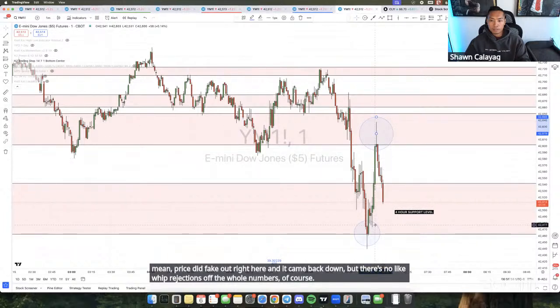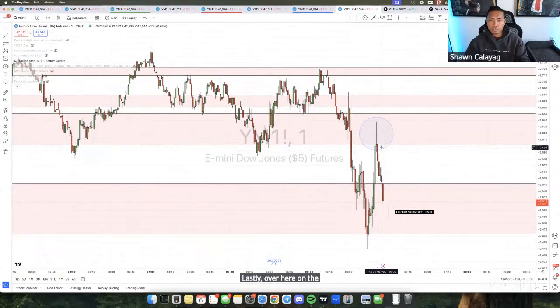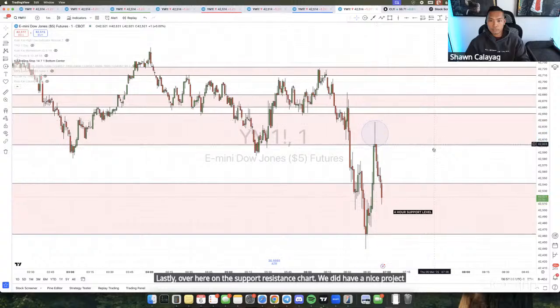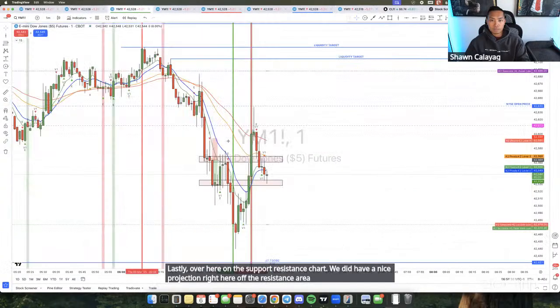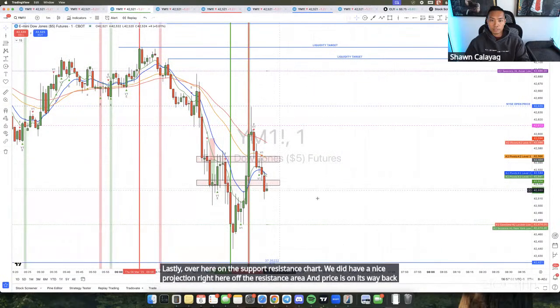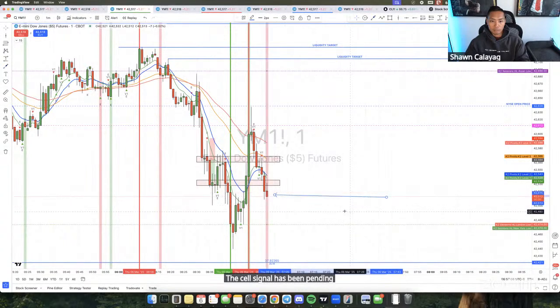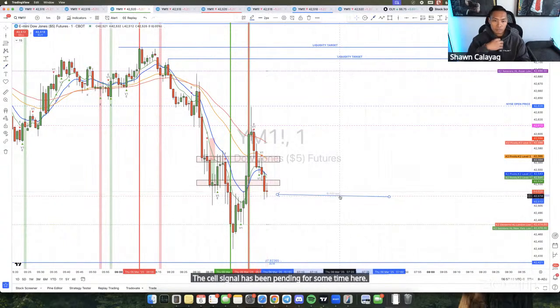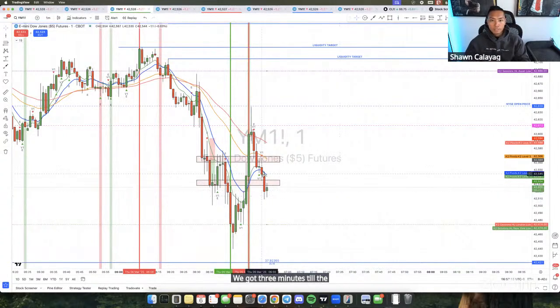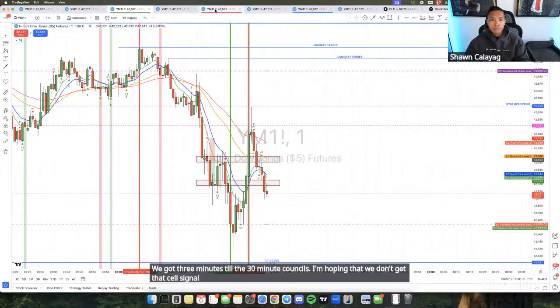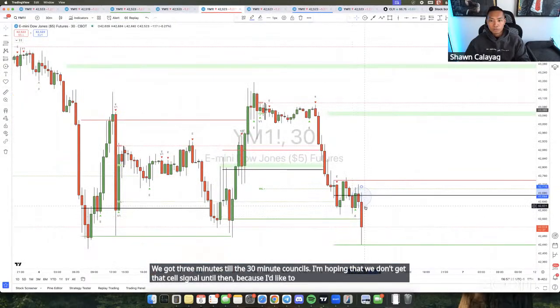Lastly, over here on the support resistance chart, we did have a nice rejection right here off the resistance area, and price is on its way back down further. No sell signal yet, so there's no MPS coming up at this moment, but the sell signal has been pending for some time here. We got 3 minutes till the 30-minute candle close. I'm hoping that we don't get that sell signal until then, because I'd like to see where this 30-minute market profile is going to end up.